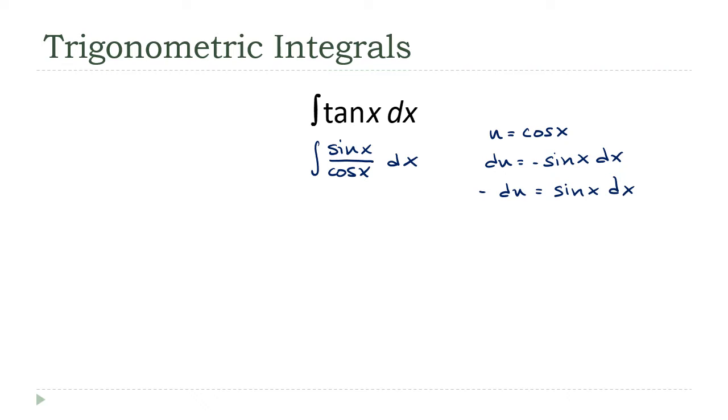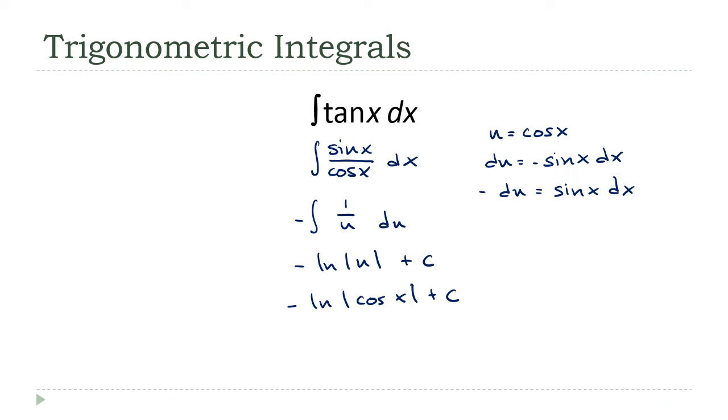So the integral becomes negative du, and cosine of x is u. So this is negative the integral of 1 over u du. And we know what that is, right? This is negative natural log of the absolute value of u plus a constant. And then I'll put the cosine back. So this is negative log absolute value cosine of x plus a constant. That's a perfectly good way to write it.